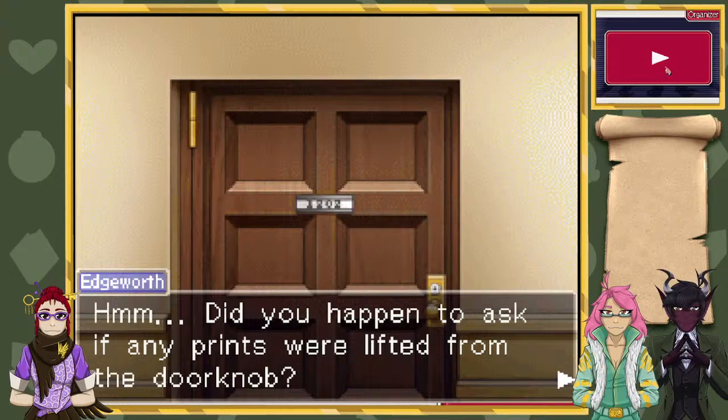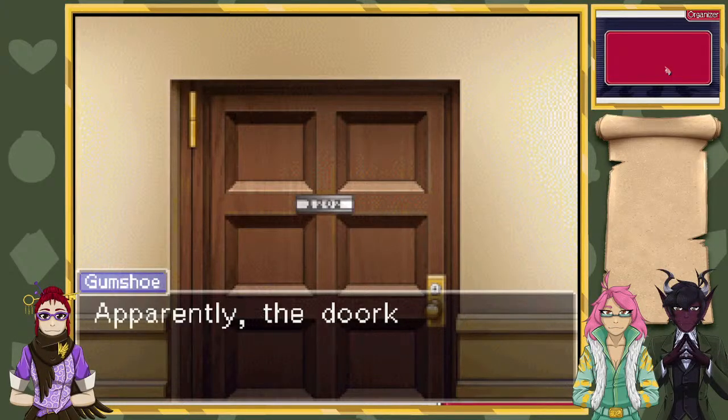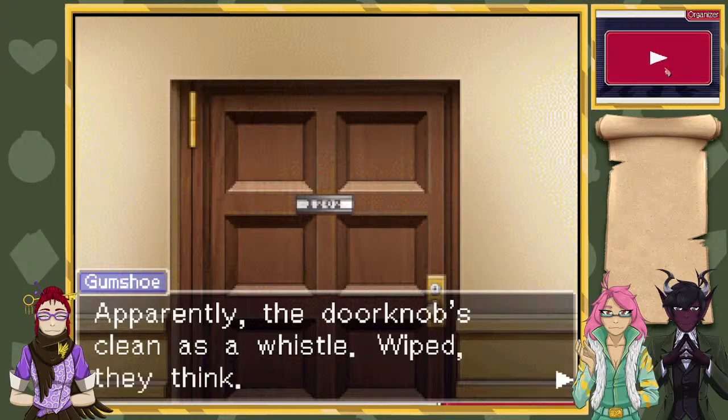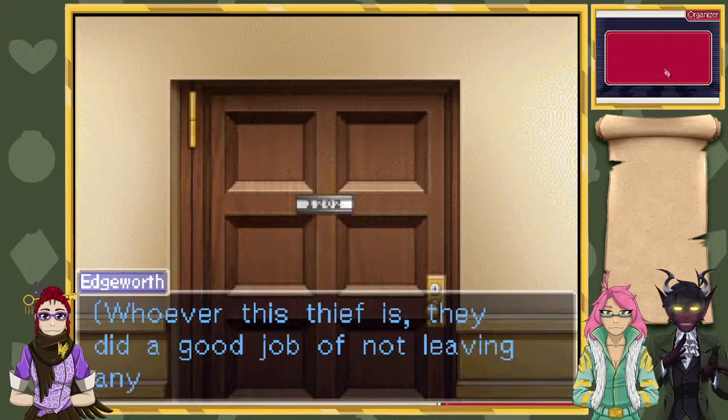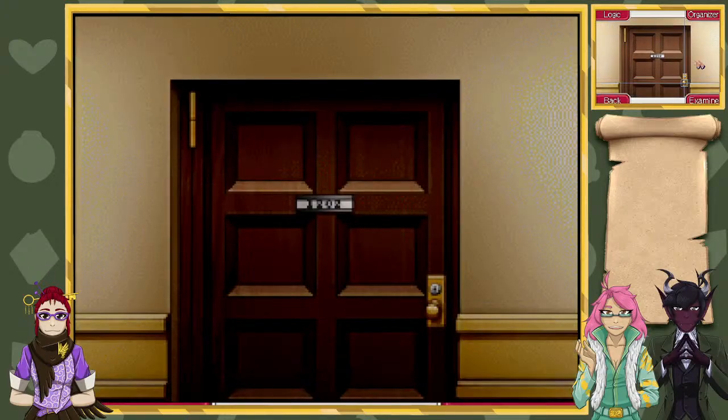Did you happen to ask if any prints were lifted from the doorknob? Apparently, the doorknob's clean as a whistle. Wiped, they think. Whoever this thief is, they did a good job of not leaving any clues behind. Prosecutors make the perfect criminals, guys.